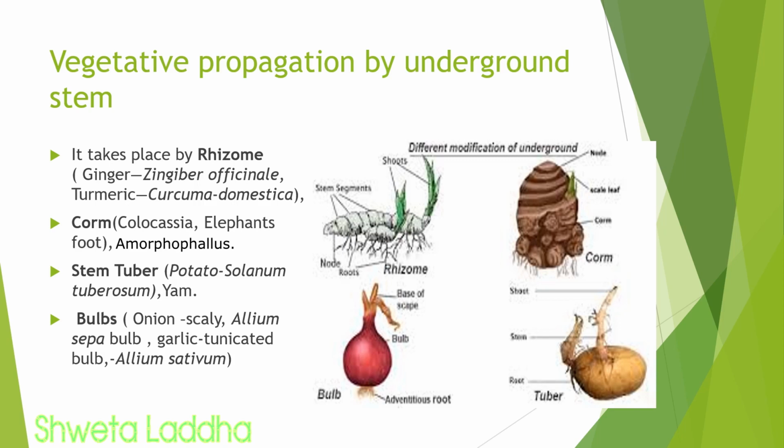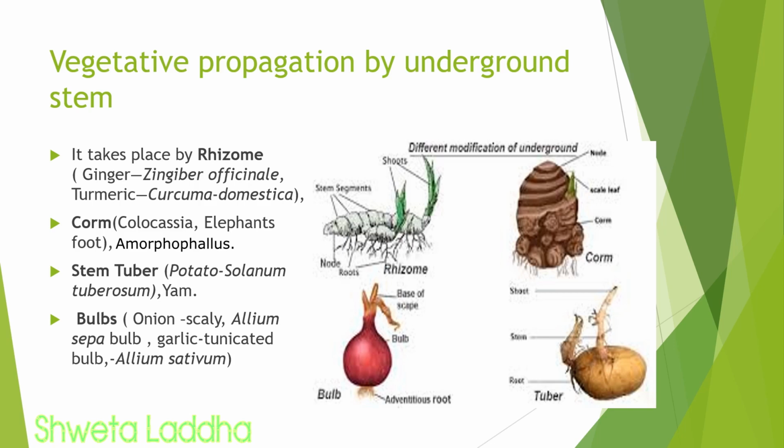The third example is of stem tuber. For stem tuber, the best example is potato, that is Solanum tuberosum. It is basically the tip of the underground stem which becomes swollen. Tubers never have adventitious roots, but they do have nodes which we call eyes, through which the buds sprout out. The scaly leaves and the buds arise which can give rise to a new plant.